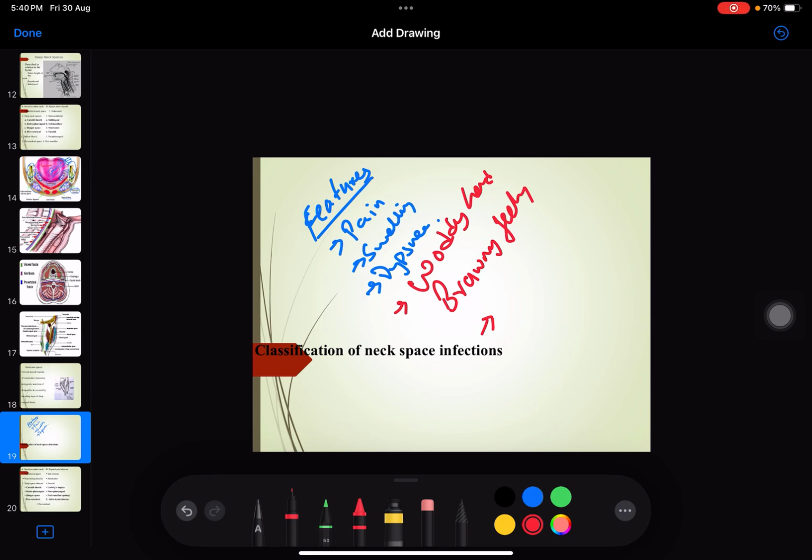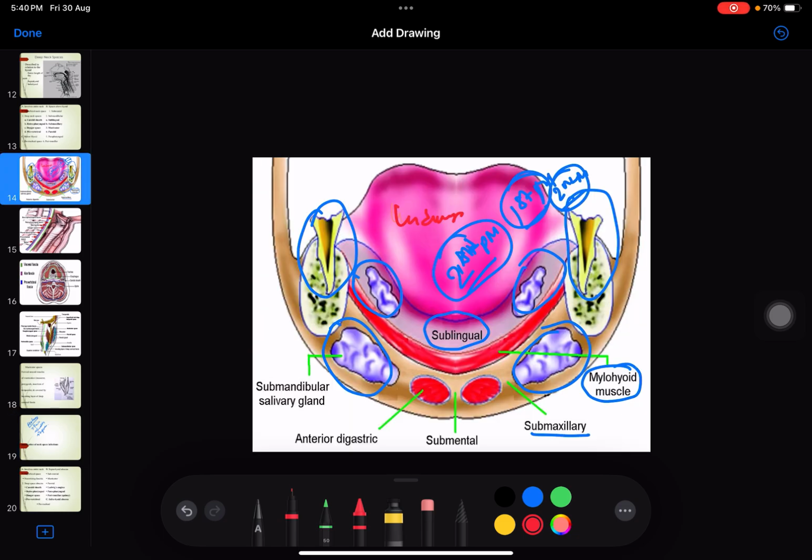What we need to understand about Ludwig's angina is that whenever someone is suffering from it, there will be pain, swelling, dysphagia, dyspnea, woody hard feeling, brownie feeling, and a lot more. Of course, fever will be a presenting complaint of the patient. And we need to talk about the two most important glands, the sublingual gland and the submandibular gland. Basically it is not an abscess, it is a cellulitis. You need to remember this.